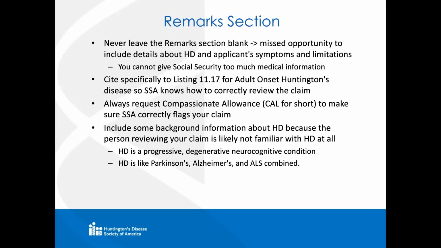And that's why I also think it's important, because Social Security has a specific listing for adult onset Huntington's disease, which is listing 11.17, to also point that out to them. I have been doing this a long time, and I have seen Social Security analyze clients' claims under the wrong listing. I don't know how I haven't had a brain aneurysm yet from how angry that makes me. But you want to control for that.